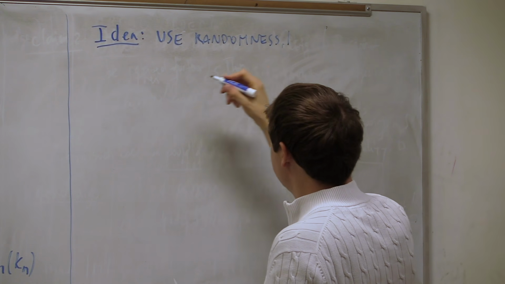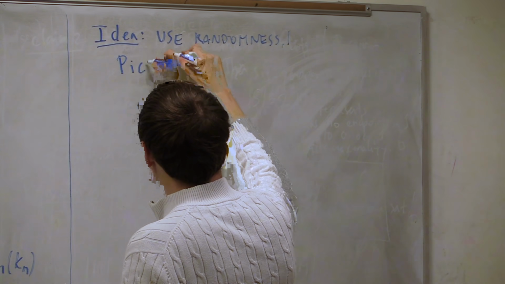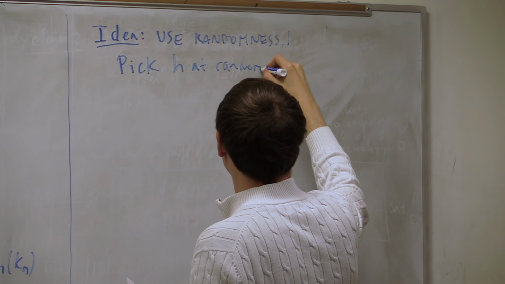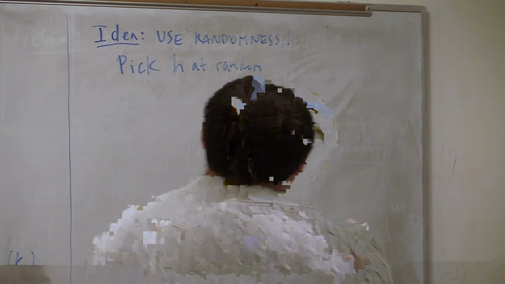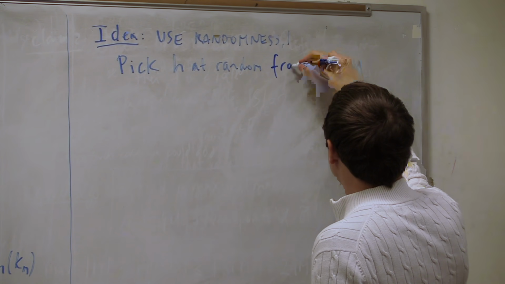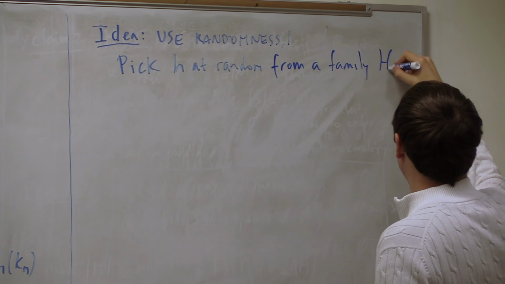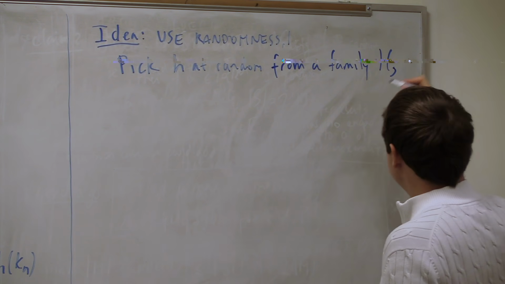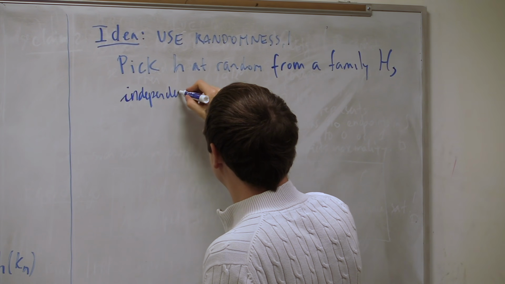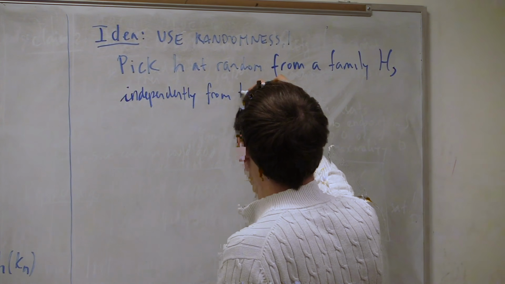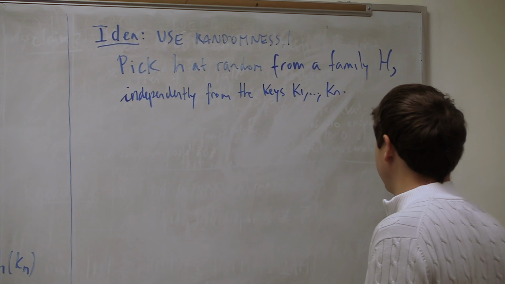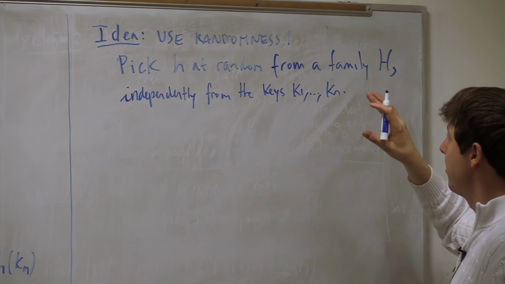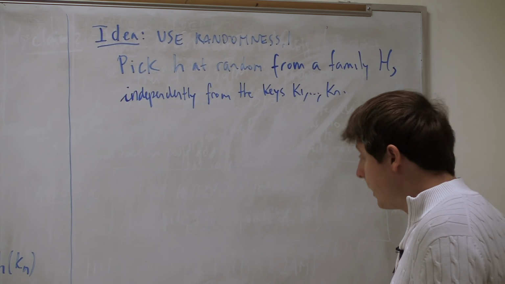Specifically, pick h at random from a family H, and this is independently from keys k1 through kn. Okay, so this is a worst case choice of keys, but then after it's fixed, we pick h at random. Now, what is this family?